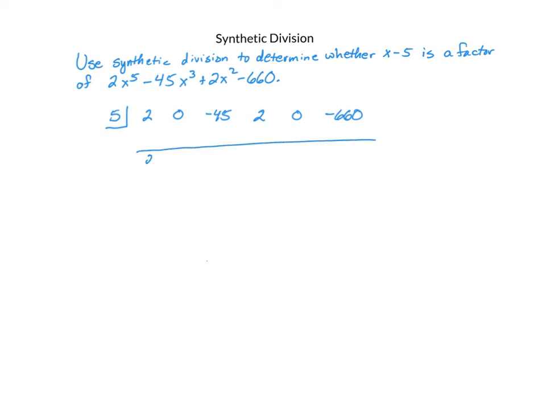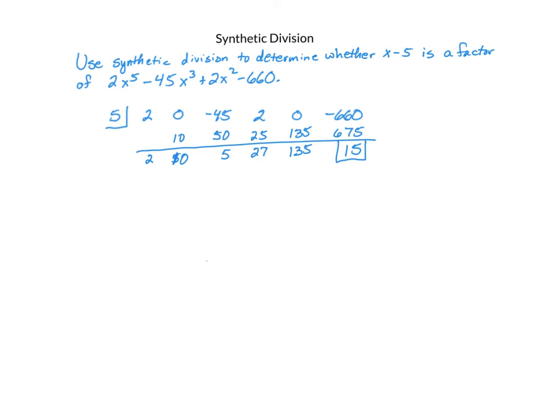We bring down our 2, we multiply and add. Oops, that's a 10. I was anticipating the next product. 10 times 5 is 50. And we add, multiply, and add. Multiply, what is that, 135? And add. Multiply one last time. What is that, 675? And add. And we see we have a remainder that is not 0.